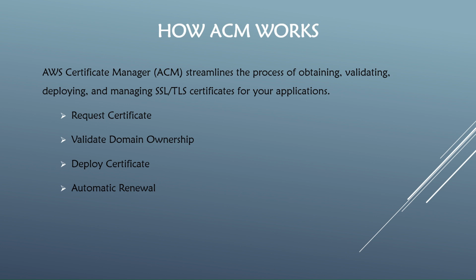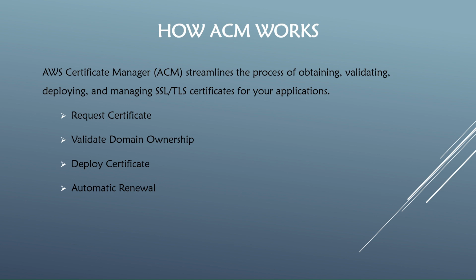Next, deploying the certificate. Once the validated certificate is ready for deployment, it allows you to attach the certificate to supported AWS resources easily. It supports AWS resources like Elastic Load Balancer, CloudFront, API Gateway, and Elastic Beanstalk. For example, an e-commerce website using ELB for scalability can deploy an ACM certificate to enable secure HTTPS traffic without needing manual certificate installation.